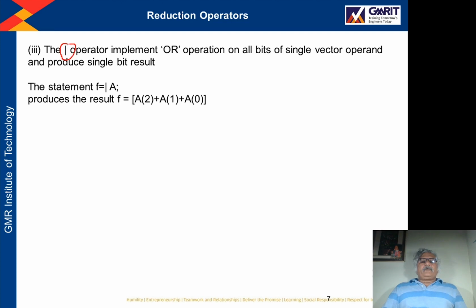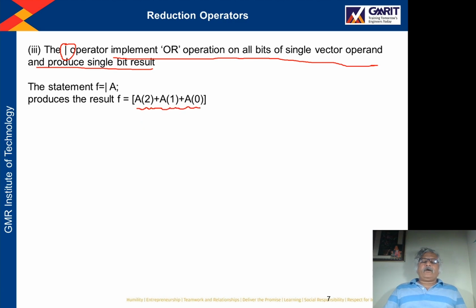Now vertical bar. This vertical bar operator implements OR operation on all bits of a single vector operand and produces a single bit result. So let us assume the statement is F is equal to vertical bar A. What it will do is perform OR operation over A2, A1, A0. Whatever is the result, definitely the result will be a single bit. So that single bit will be assigned to F.